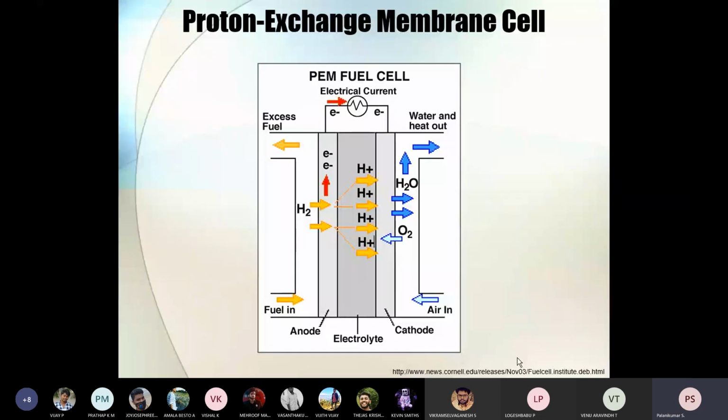So I'm using the anode, which makes the hydrogen molecules into two H+ ions and two electrons. These two free electrons are allowed to pass through the electrical circuit. Once the circuit is closed, they combine again, making H2O. Water goes out, air comes in, and it takes in the oxygen. So this is how our fuel cell works.